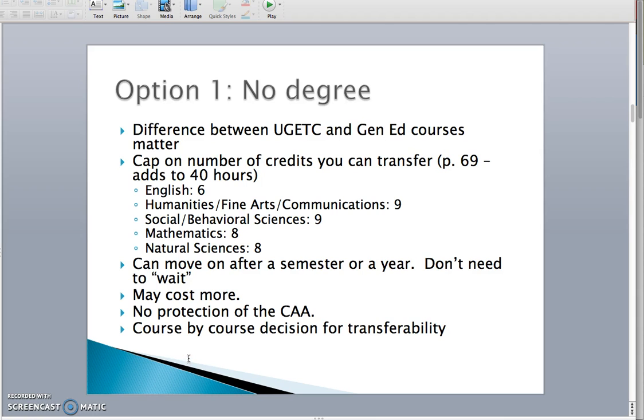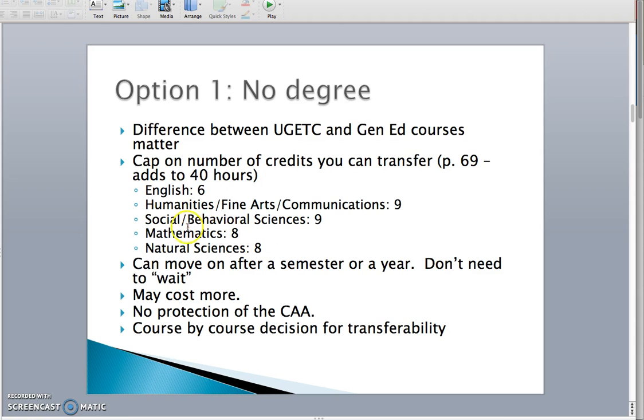There's also a cap on the number of credits you can transfer. So if you look at these, you can transfer 6 credit hours of English, which is 2 classes, 9 of humanities, fine arts, or communications, which is 3, etc. This all adds up to 40 hours, which, as we talked about, an AA or an AS is normally around 60 hours. So this is likely to cost you more because you're only going to be able to transfer at max 40 hours. And as we discussed, the cost per credit hour at a senior institution is almost always higher than it's going to be at a community college.